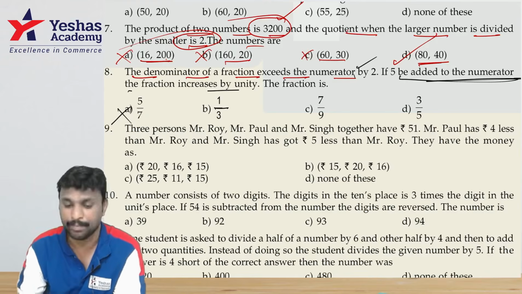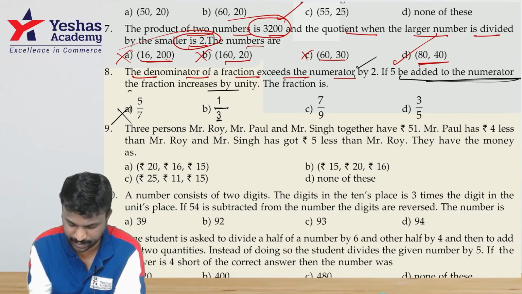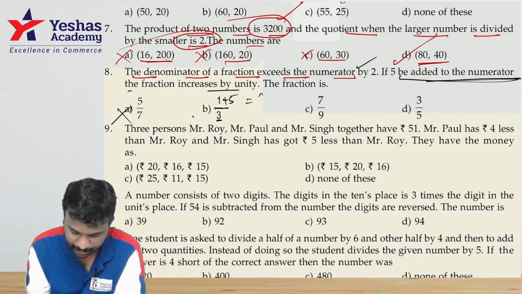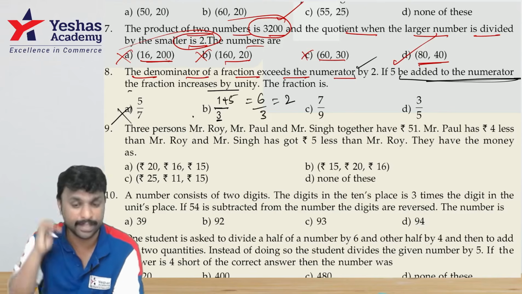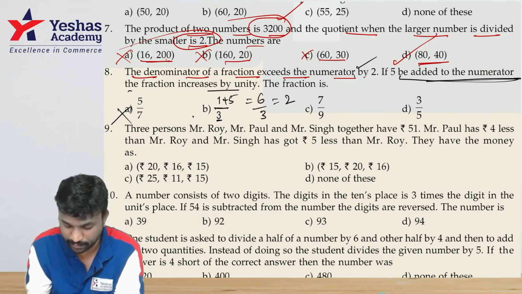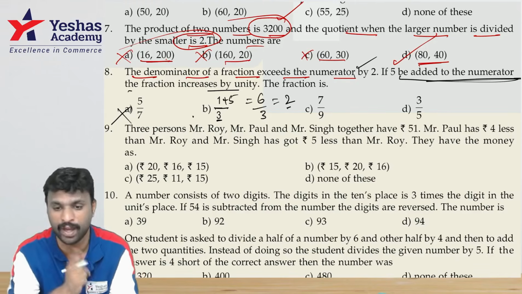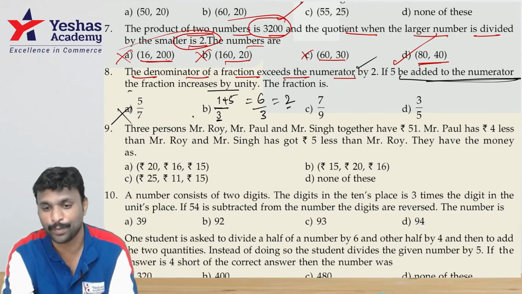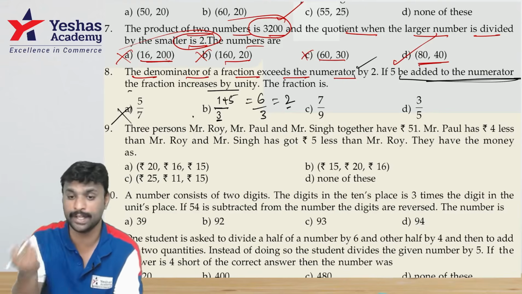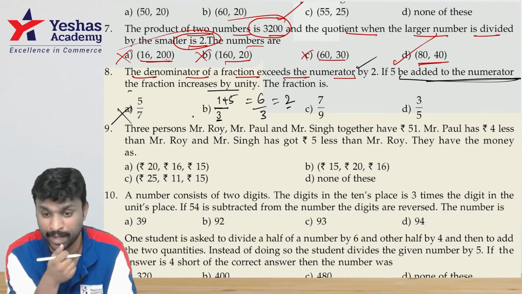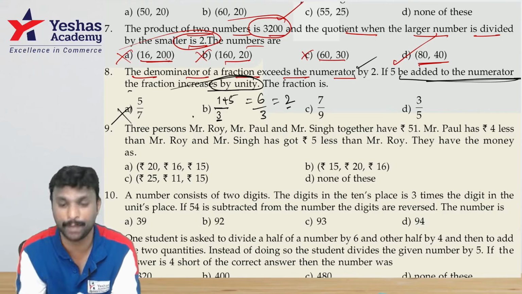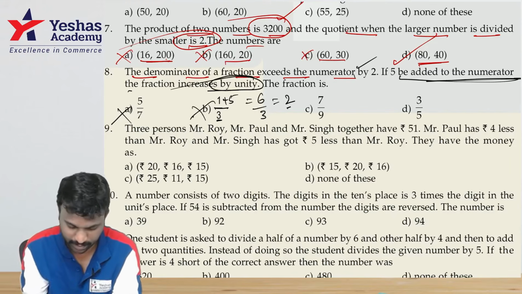Guys, what have they said? The denominator is 2 more than the numerator. So the first condition is satisfied for the second option. But when I add 5 to the numerator, it becomes 6 by 3, which is 2. That means the initial fraction should have been 1. But is 1 by 3 equal to 1, guys? No, it is 0.333. So 0.333 to 2 is an increase of 1.666. That means it is definitely not increasing by unity. So option B is not the right answer.